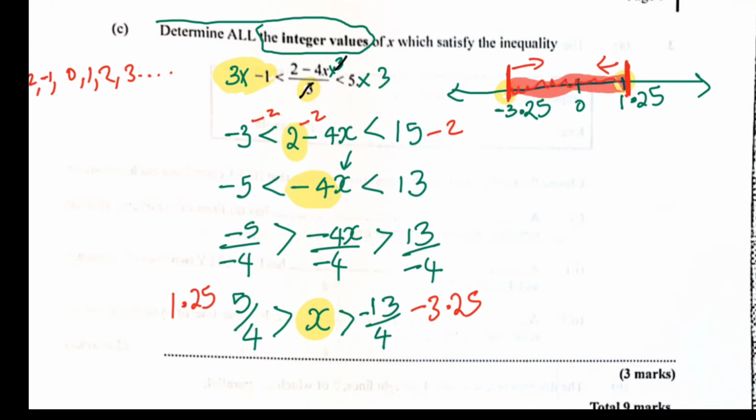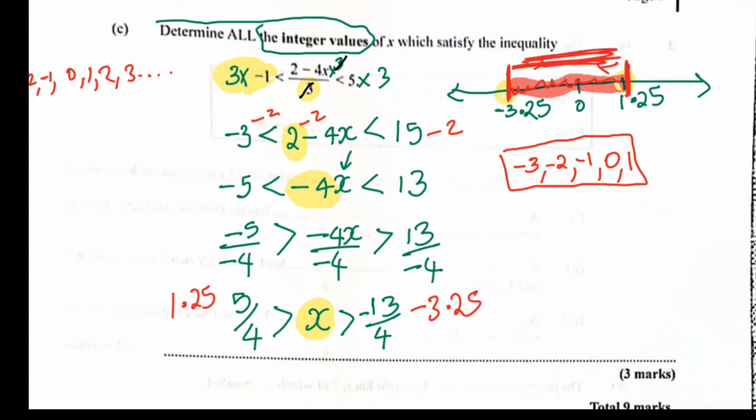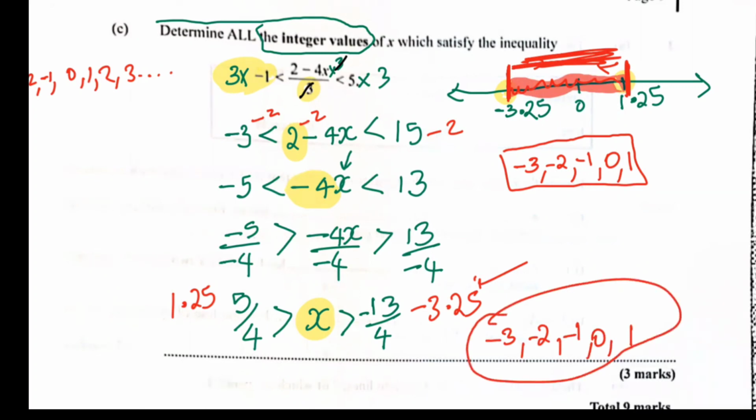So then, you're talking about negative 3, negative 2, negative 1, 0, and 1. Look at these values and see if you would agree that they are the integer values within this little interval here. Negative 3, negative 2, negative 1, 0, 1. This is the answer to the question: determine all the integer values of x which satisfy the inequality. And you would have told these.